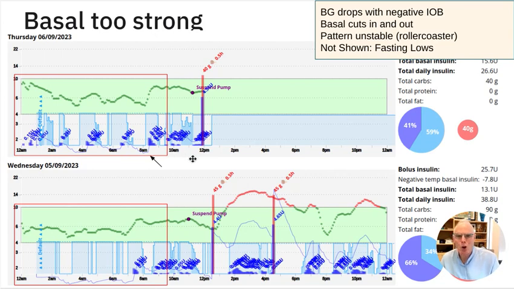Basal too strong. You can see the basal. So what I'm not showing you here is on the previous day the patient had a low overnight and we weakened their basal, and here they're still running a little bit lower, and you can see this negative insulin on board. The sugar's going down and the insulin on board is negative. This means we need to lower the basal rate. A little bit of a roller coaster as well. The roller coaster means too much basal or ISF. We'll get to that later.